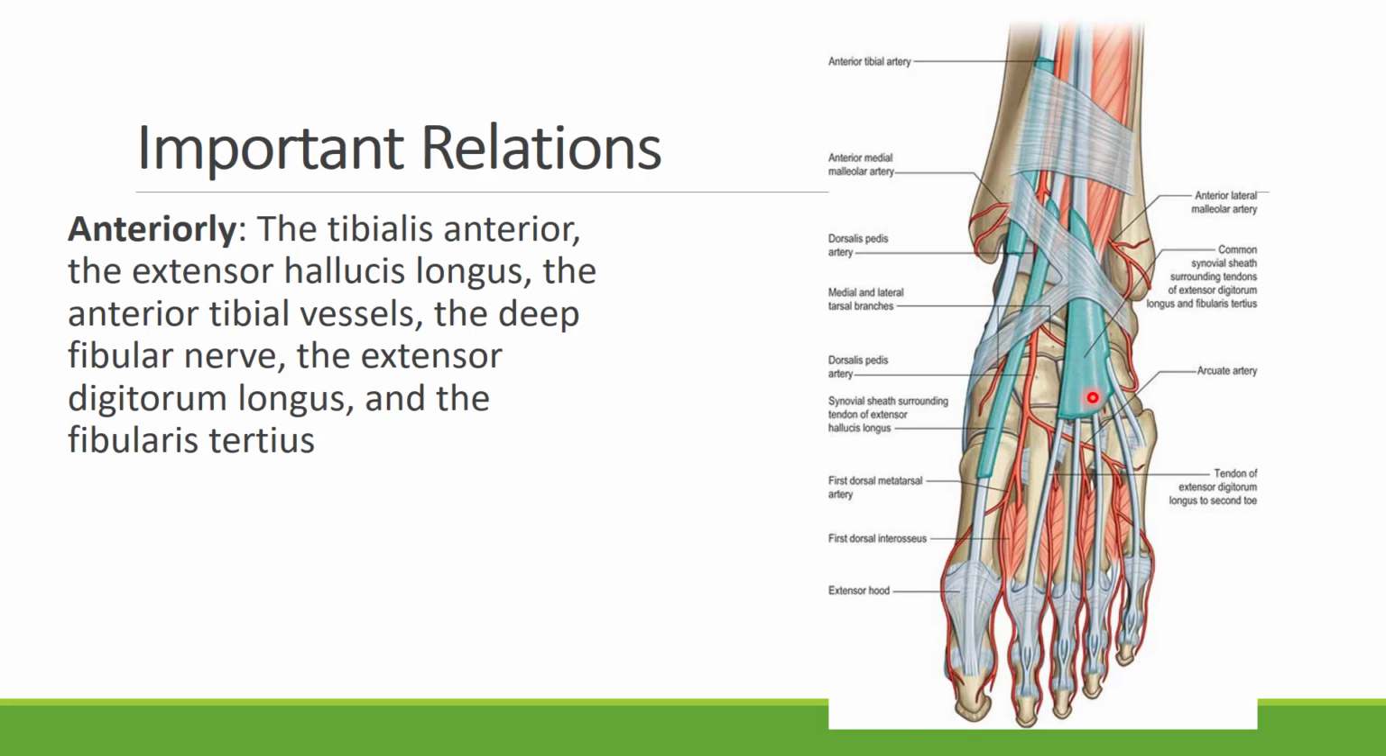And there are some vessels and nerves. The anterior tibial artery also crosses anterior to the ankle joint, and the deep fibular nerve is also passing anteriorly to the ankle joint, along with the peroneus tertius muscle. There is one muscle which will be attached here, which is named the peroneus tertius muscle.